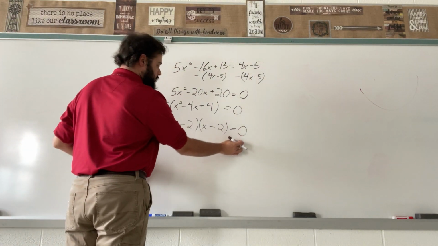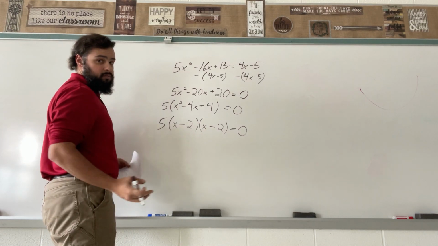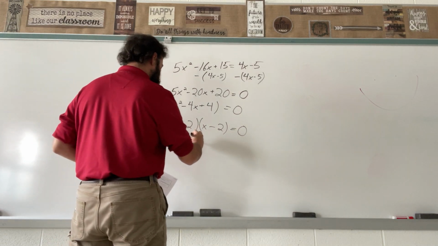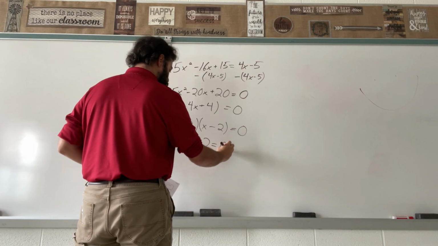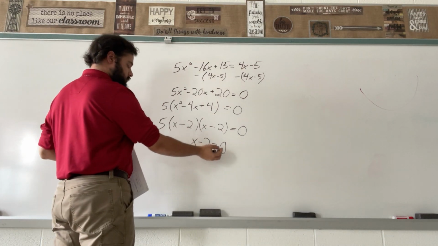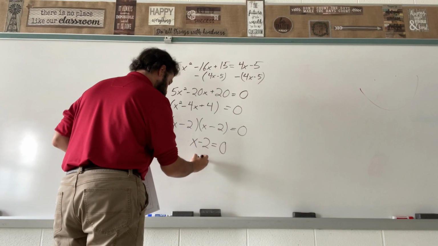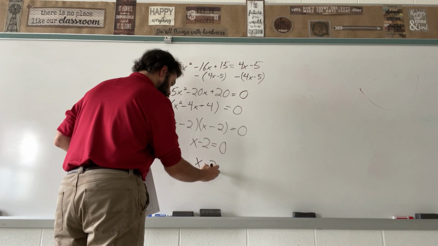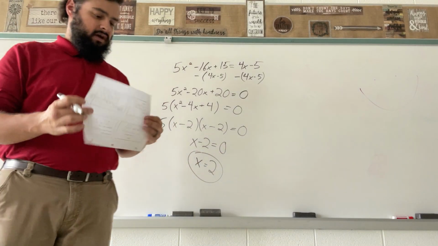So now that we have this 5 here, that 5 can actually go away, because what's going to make this 0 is either this expression or this expression. And in this case, they both happen to be the same. So you don't even have 2 answers for this one. You're only going to have 1 answer. So it's x minus 2 is set equal to 0. There's only one thing x can be, and that is 2. So there's your final example.